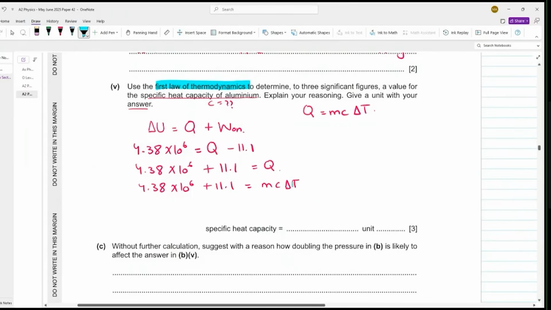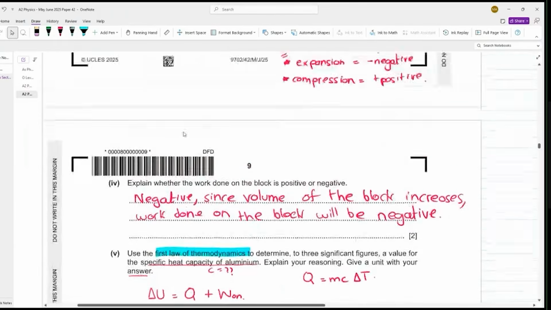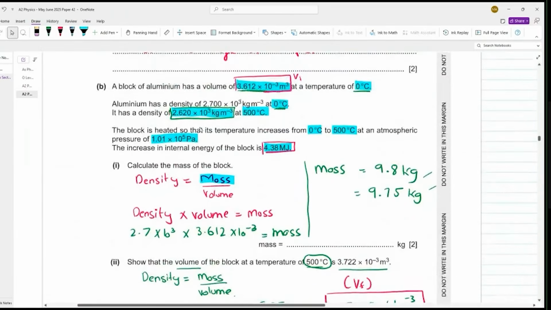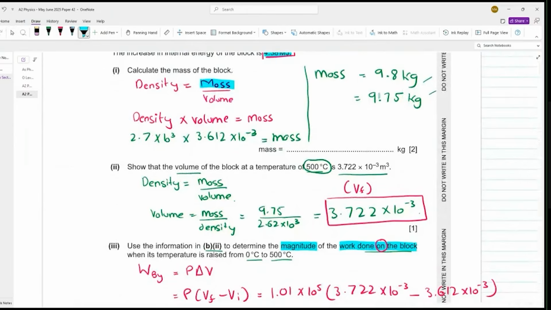What do you have to calculate? There's a specific heat capacity c. आपने ये निकालना है. What is the mass of aluminum? Are we given the mass? Oh, we have calculated. 9.75 is the mass of aluminum. Okay.